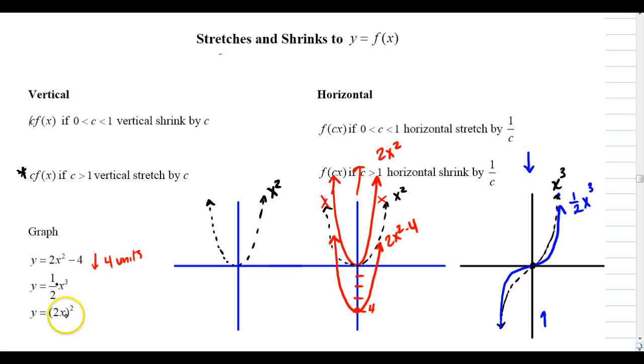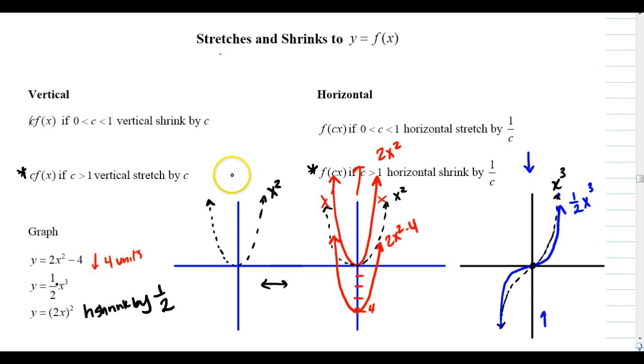So now we're talking about a horizontal stretch. So when 2 is greater than 1, so I'm in this category here now, I'm going to have a horizontal shrink by 1 over c, where c is 2. So this is a horizontal shrink by 1 over 2. So a horizontal shrink by 1/2. So horizontal meaning left and right, right? Instead of up and down, thinking left and right.